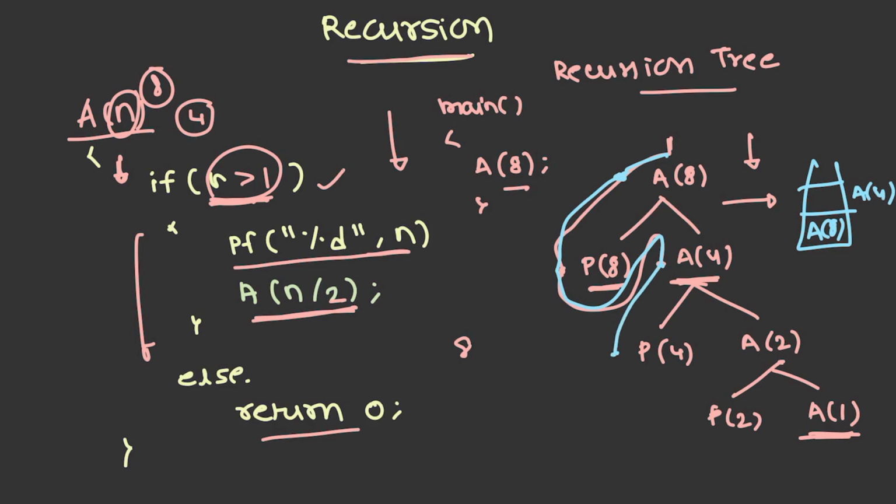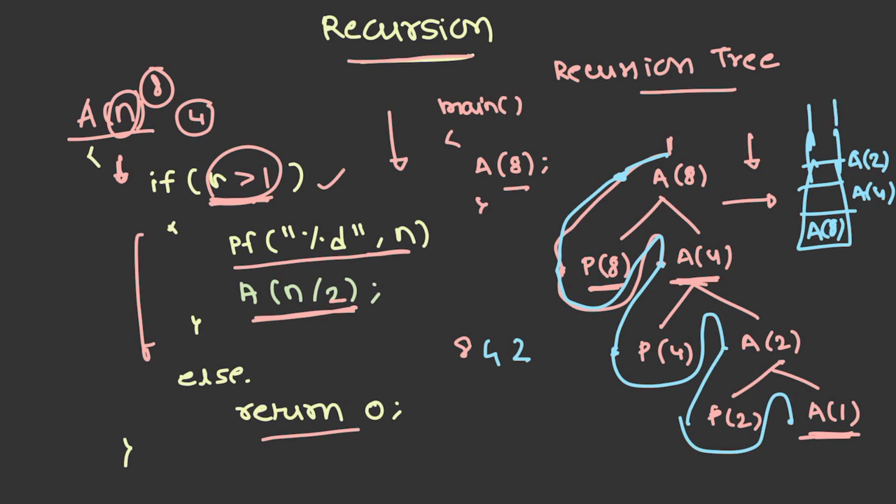So A of 4 is in the stack at this point, and here 4 will be printed. So 4 is printed. And again A of 2 function call has been made, so A of 2 will be pushed onto the stack, and the value of 2 will be printed. 2 has been printed. Finally A of 1 will be pushed onto the stack. A of 1 is pushed onto the stack, and the A of 1 execution has been completed at this point.